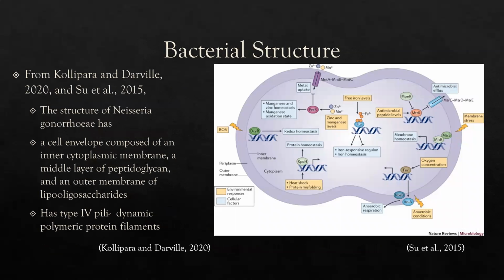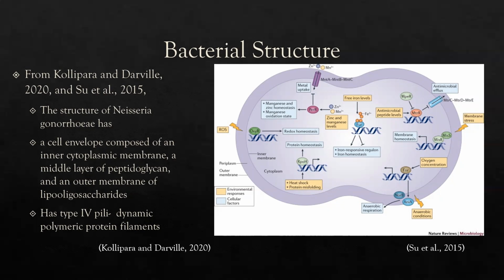Going into the structure of our Neisseria gonorrhoeae bacteria, it possesses a cell envelope composed of an inner cytoplasmic membrane, a middle layer of peptidoglycan, and an outer membrane. This outer membrane contains lipooligosaccharides, or LOSs, as well as phospholipid and a variety of proteins that contribute to cell adherence, tissue invasion, and resistance to host defenses. So this bacterial structure is great for attaching onto a host, which it needs to survive.